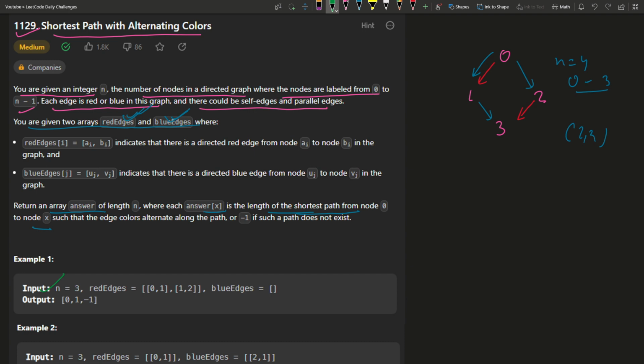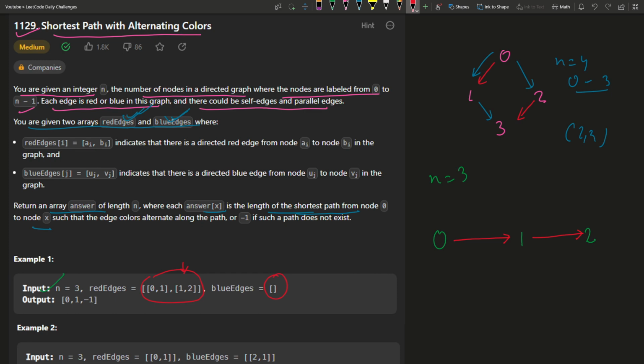So inside this first problem, we have n equal to 3, right? If n is 3, that means we are going to have nodes 0, 1, and 2. And after that, they have given us a red edges array. We have two values in the red edge array, that is 0, comma 1 and 1, comma 2. 0, comma 1 means we have a red edge from 0 to 1, and 1, comma 2 means we have a red edge from 1 to 2. And there is no blue edge; the blue edge array is empty.